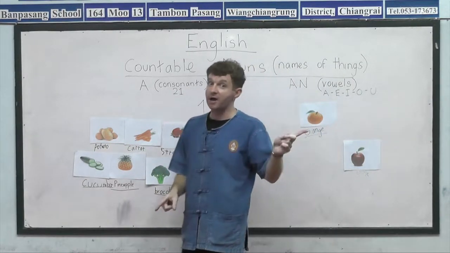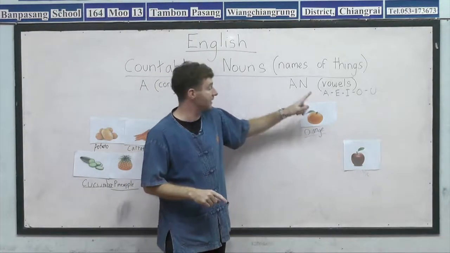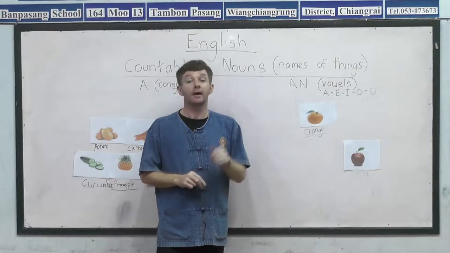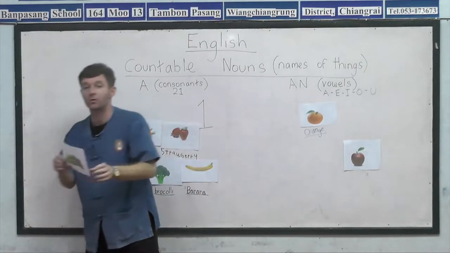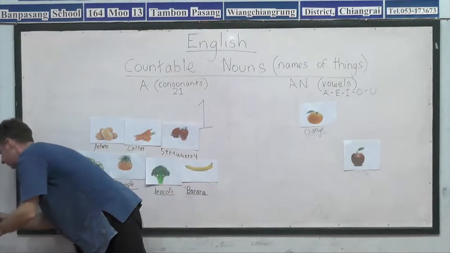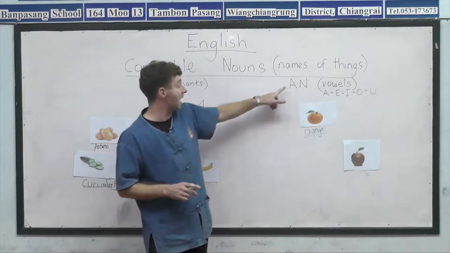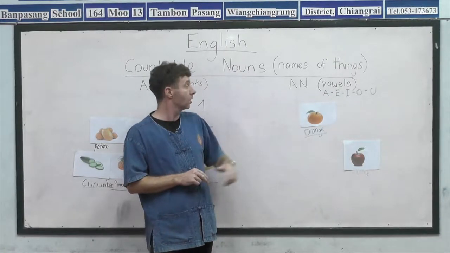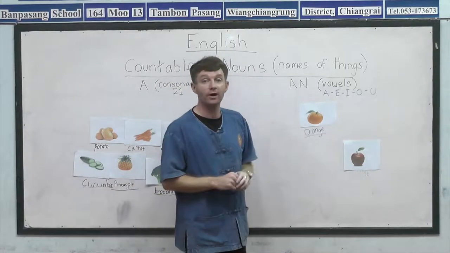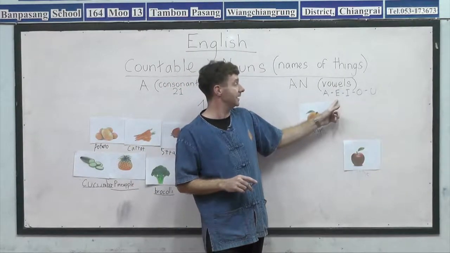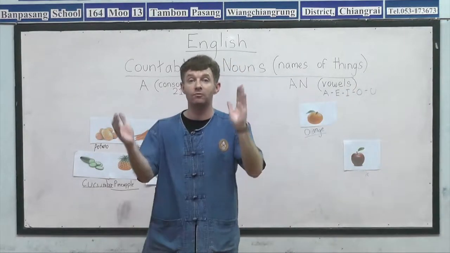And now for our vowels. An orange. An apple. And we have some more too. Let's see if we have any more vowels. No more vowels. Okay, we'll just say these two again. An orange. An apple. And our five vowel words are A, E, I, O, U. That was perfect, guys. Well done. Round of applause.